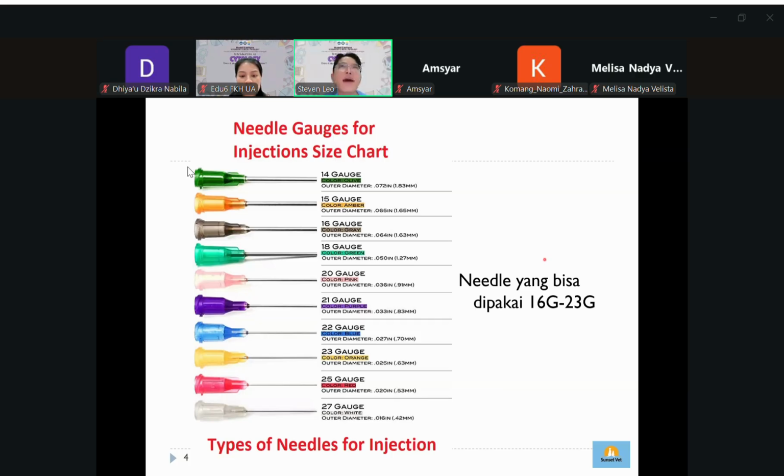Sometimes colleagues ask me, doctor, how about the needle, the size of the needle? You can use between 16 to 23 G. Usually the one I recommend is 22, because 22 is the best one. You can get any sample, especially to differentiate whether it's inflammatory or typical cancer.